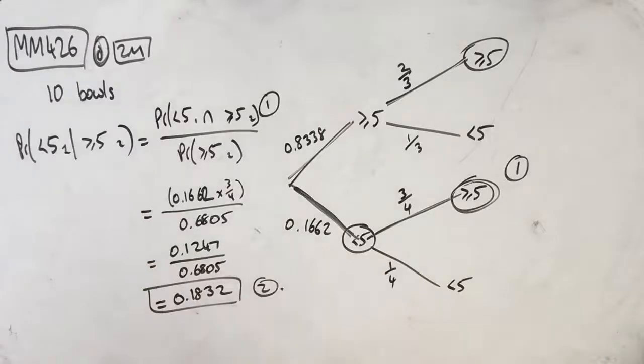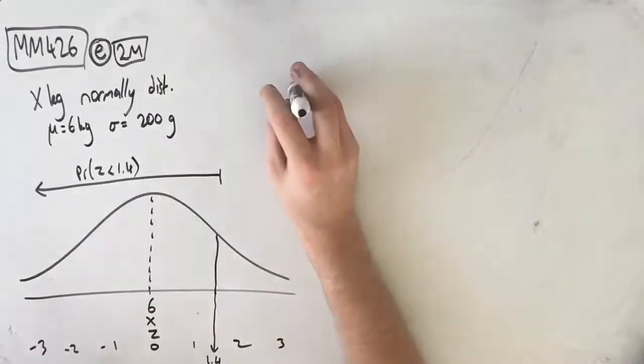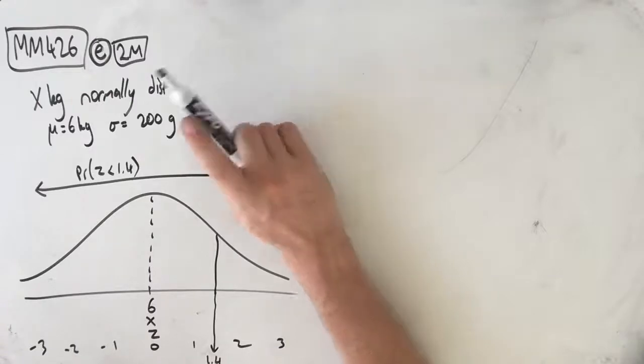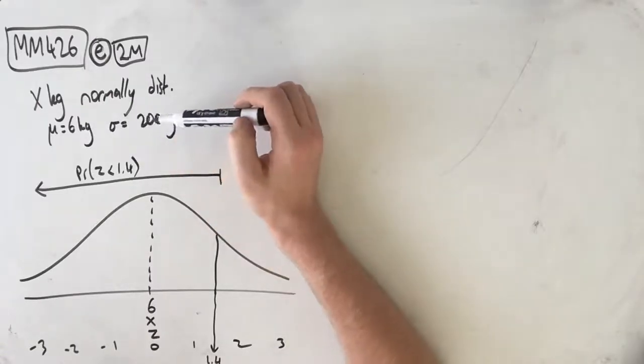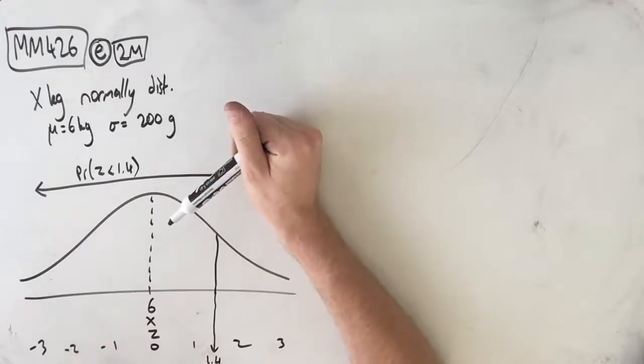Guys, that's it for this one. Let's move on to part E. So part E is a 2-mark question. And it says, Mike uses a specific brand of bowling balls. The weight of a ball X kilograms made by this brand is a normally distributed random variable with mean 6 kilograms and standard deviation 200 grams. Let Z be the random variable which follows the standard normal distribution.